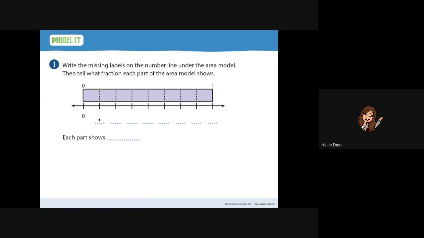So we have 1/8, and then we're going to add 1 to our numerator to make it 2/8. Add 1 again, 3/8. Add another 1 to our numerator, 4/8. Add another 1, 5. Add another 1, 6. Add another 1, 7. Add another 1, 8. And remember, our denominator stays 8. And when our numerator and denominator are the same, that is equal to 1 whole. And we know that because 8 divided by 8 is 1.